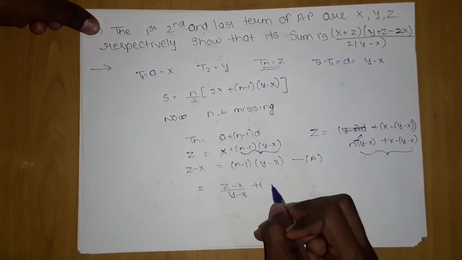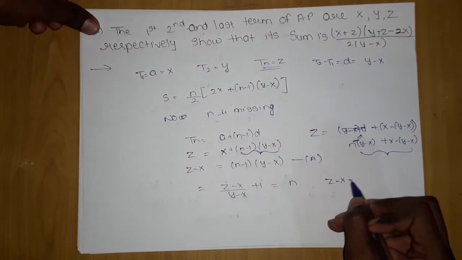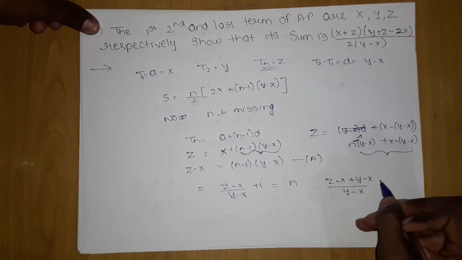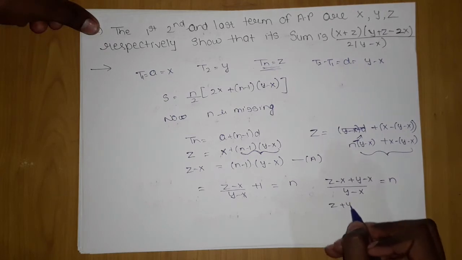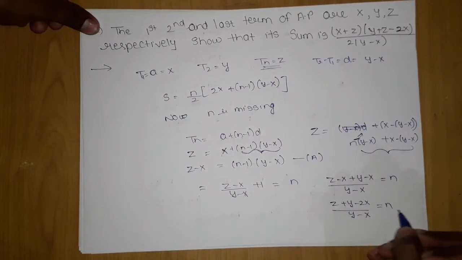Plus 1 should be equal to n. This was z minus x plus y minus x upon y minus x equals n. Now it is z plus y minus 2x upon y minus x equals n. So we got the n value.